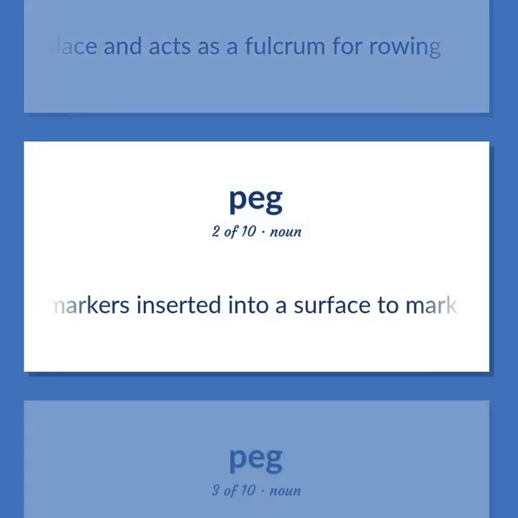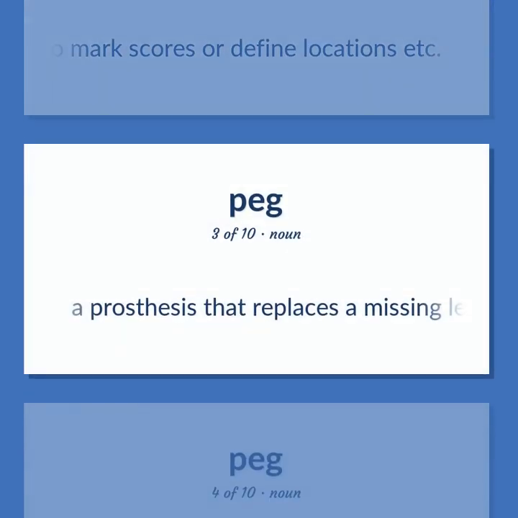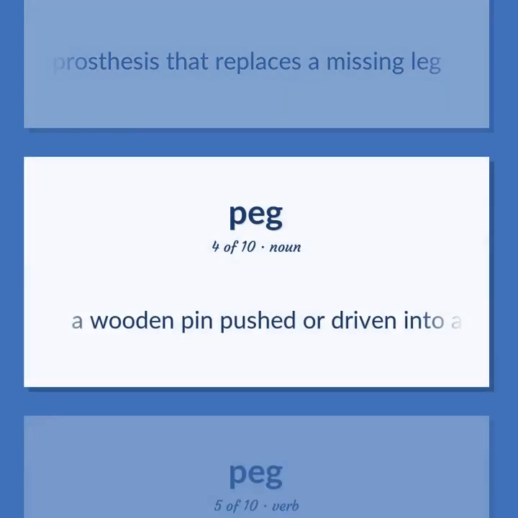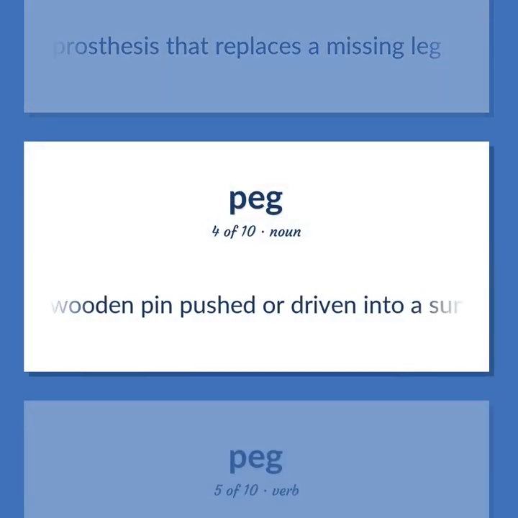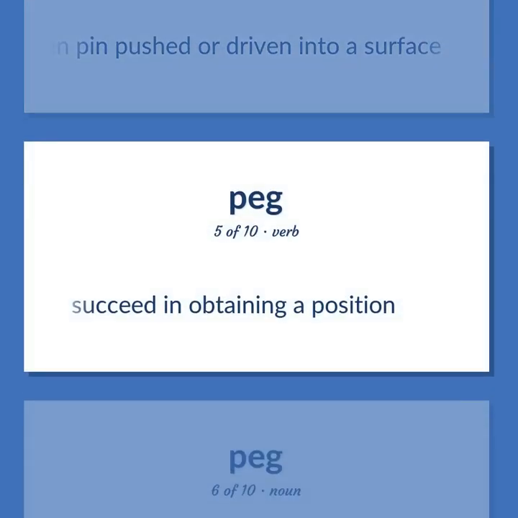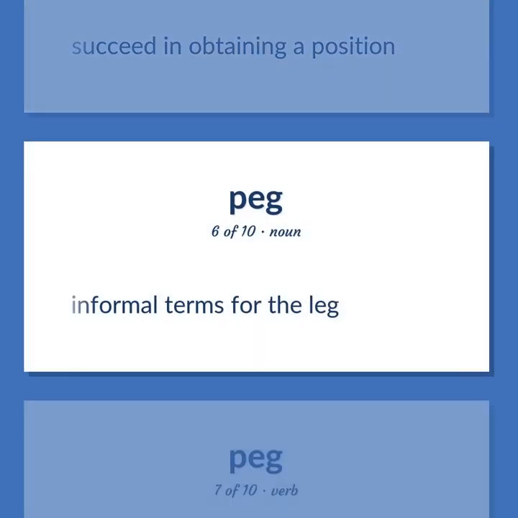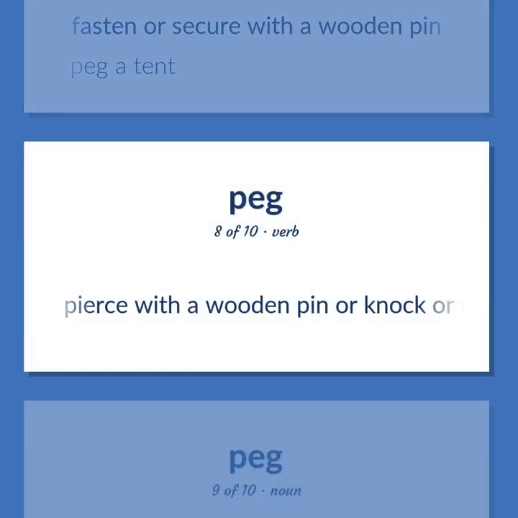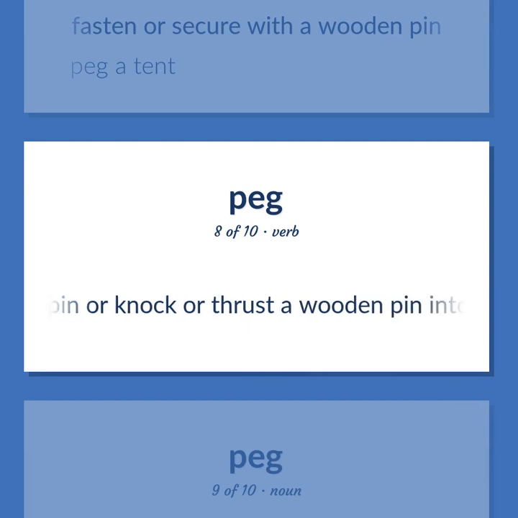Small markers inserted into a surface to mark scores or define locations, etc. A prosthesis that replaces a missing leg. A wooden pin pushed or driven into a surface. Succeed in obtaining a position. Informal terms for the leg. Fasten or secure with a wooden pin. Peg a tent. Pierce with a wooden pin or knock or thrust a wooden pin into.